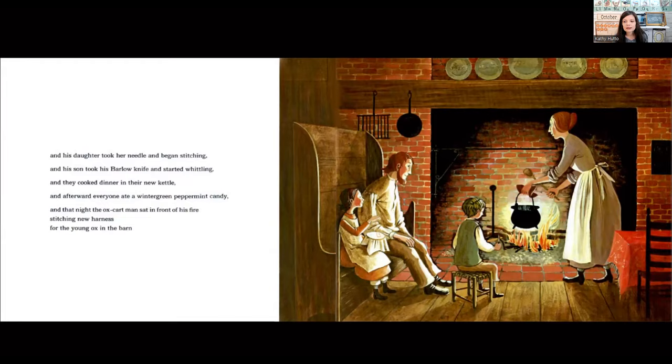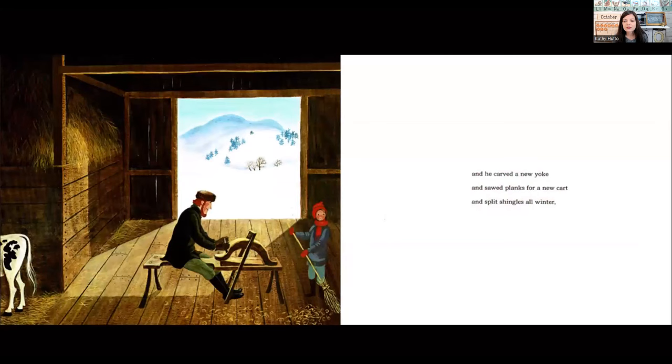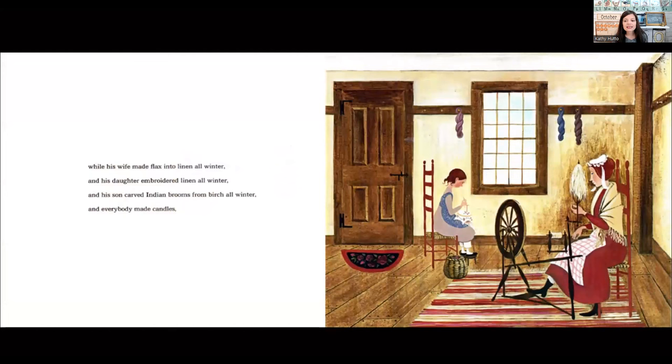And he carved a new yoke and sawed planks for a new cart and split shingles all winter. While his wife made flax into linen all winter, and his daughter embroidered linen all winter, and his son carved brooms from birch all winter, and everybody made candles.